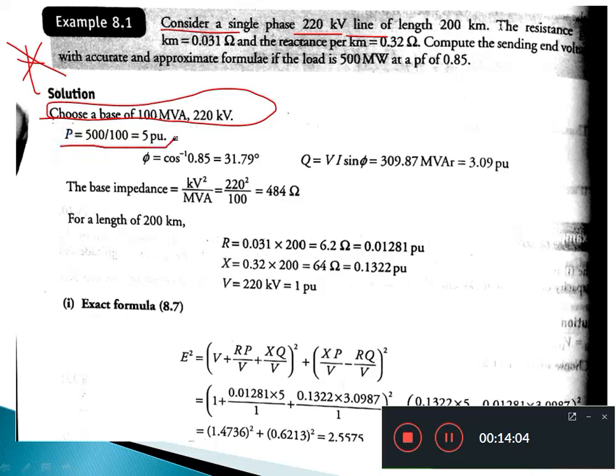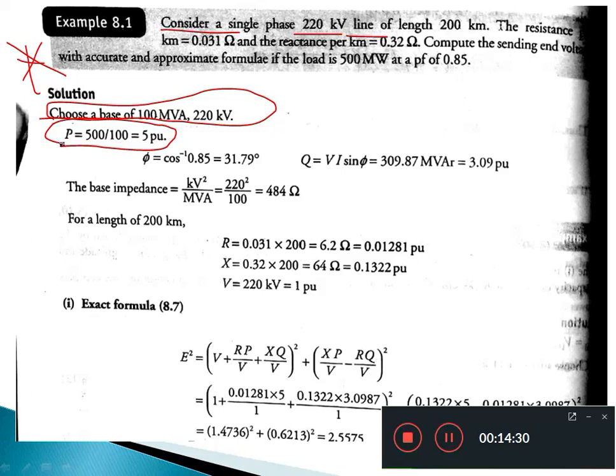Then you have to convert all the values into per unit on the base MVA. To convert the real value to per unit, divide by base MVA. 500 by 100 we will get 5. Then the power factor is given as 0.85, so phi is equal to cos inverse of 0.85, and we will get 31.79 degrees. Then you have to find the reactive power. Q is equal to VI sin phi. V is known, I is known, you have to substitute the values.